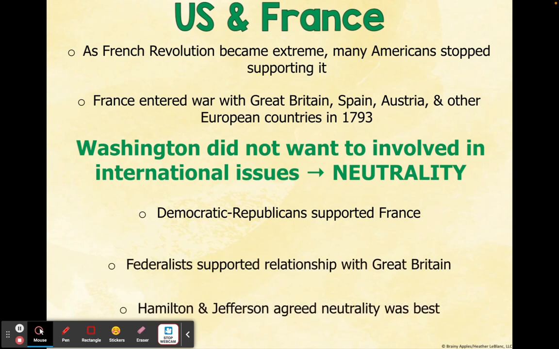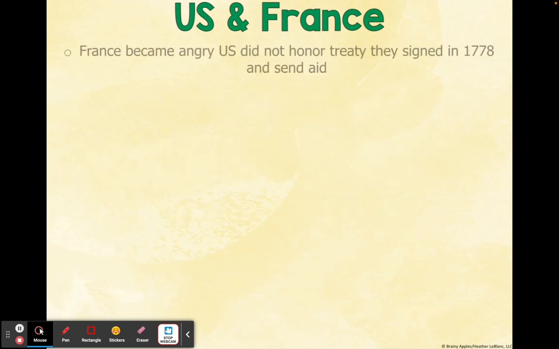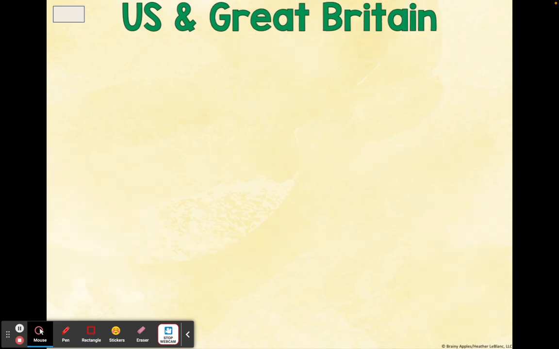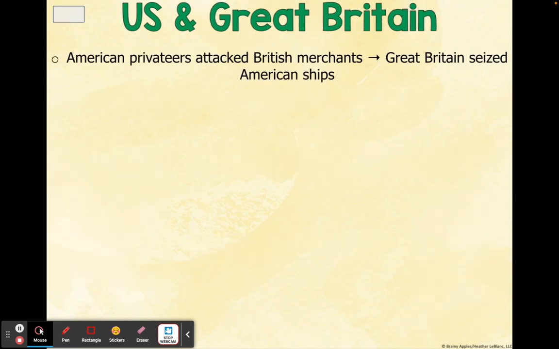So this leads to a debate between the political parties that Democratic Republicans supported France, Federalists supported a relationship with Great Britain. Those were the two political parties that were coming into fruition at the time. Hamilton and Jefferson argued that neutrality was best. So France becomes angry with us. And then we also have issues with Great Britain.